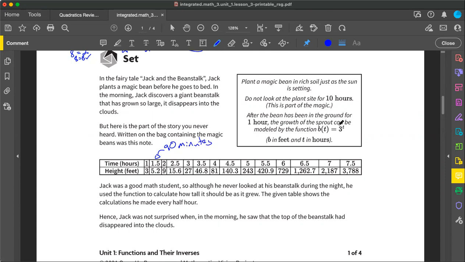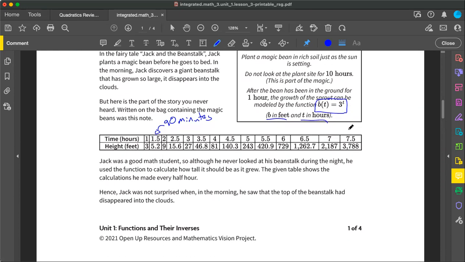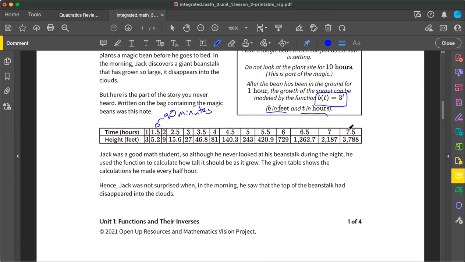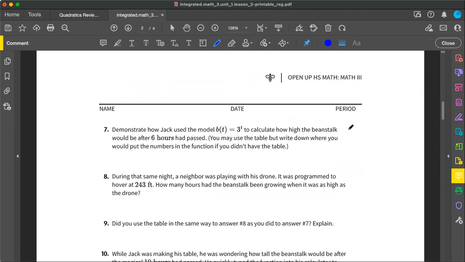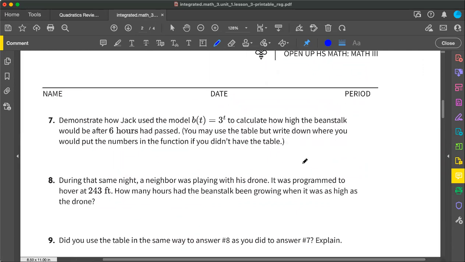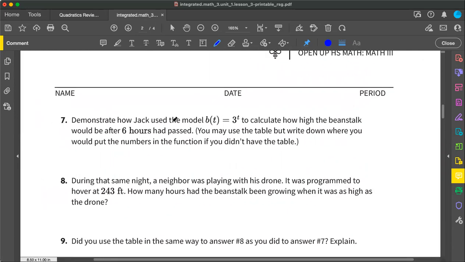And it's also being modeled off of this B of t equals 3 to the t power. B is representing the height of this plant. t is in hours, how many hours this thing is growing for. And we have this table that we'll keep on referencing as we work through this set. So it may help to look back at that. Demonstrate how Jack used this model to calculate the height of the beanstalk after 6 hours had passed.